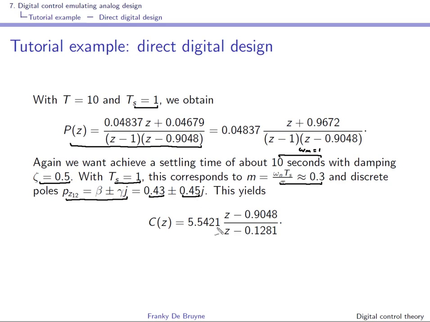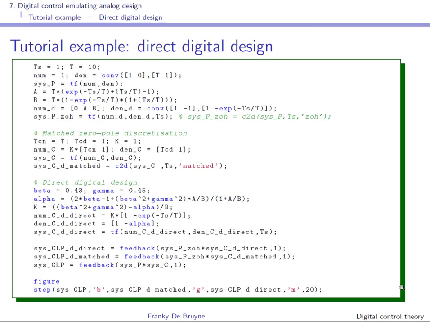Then you can compute Kc and you can compute alpha. This one here is the zero that will cancel out this pole over here. So we have obtained our digital controller after a direct digital design. So what you can now do is test it, and in this case we'll test it only in Matlab. So here's the Matlab code that is there for your information.